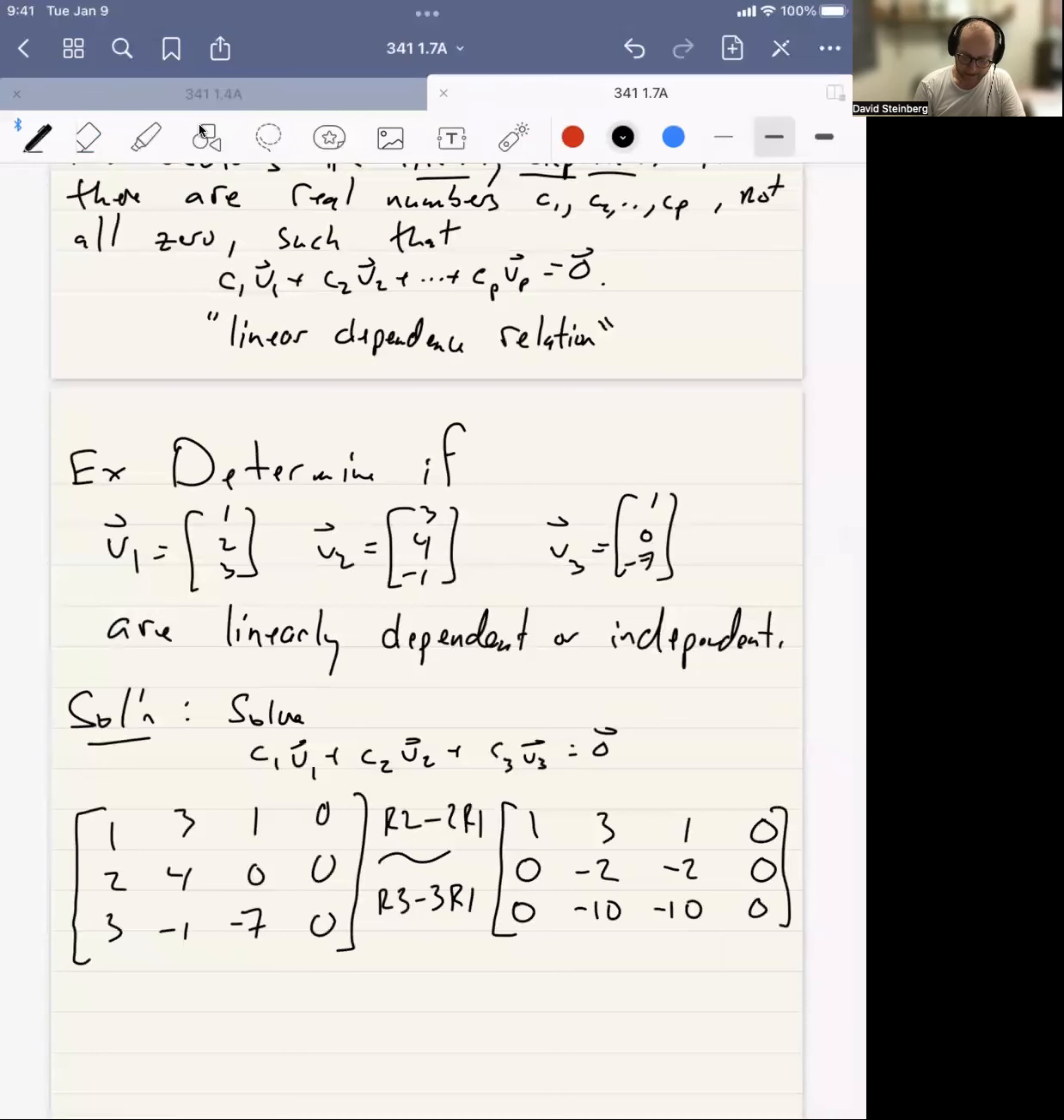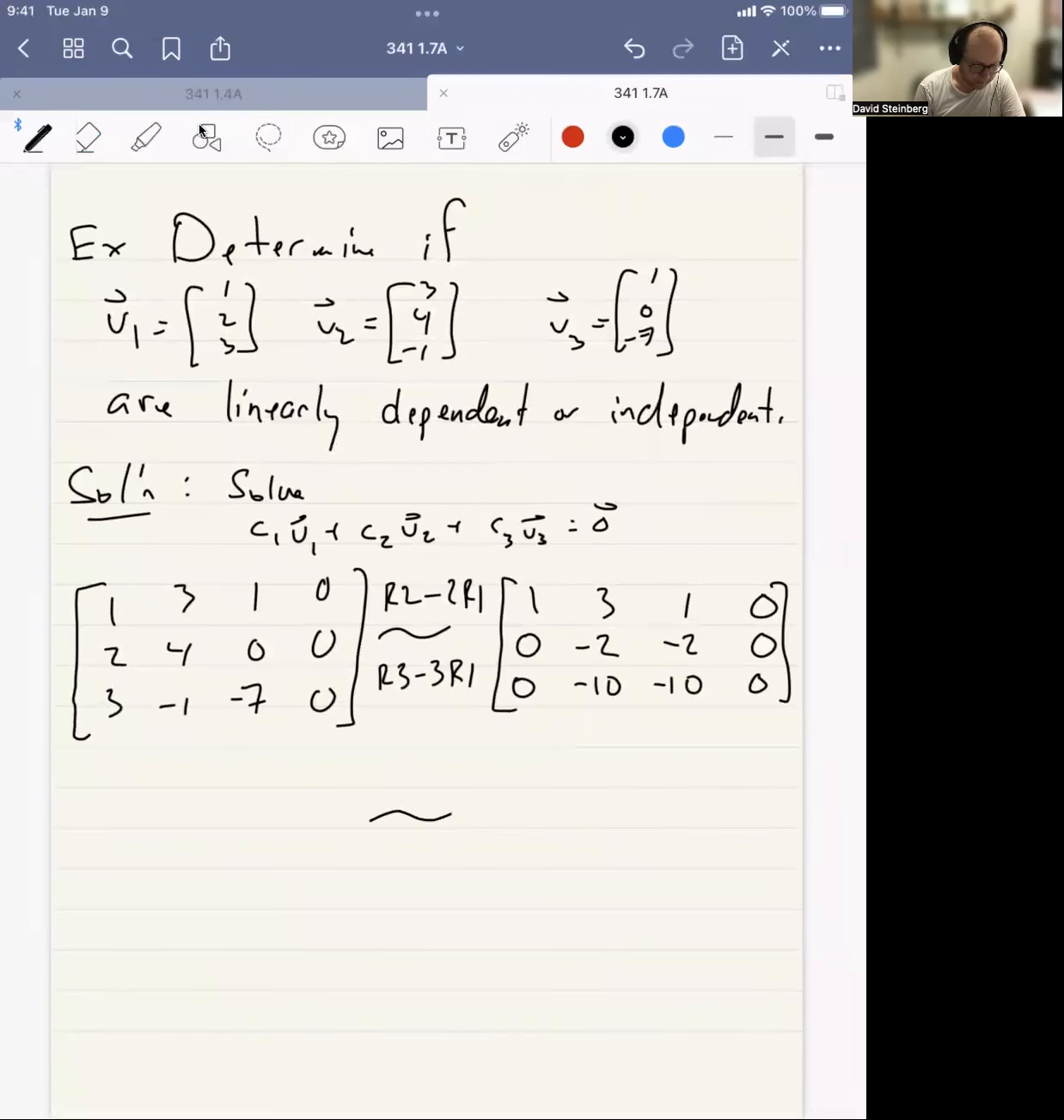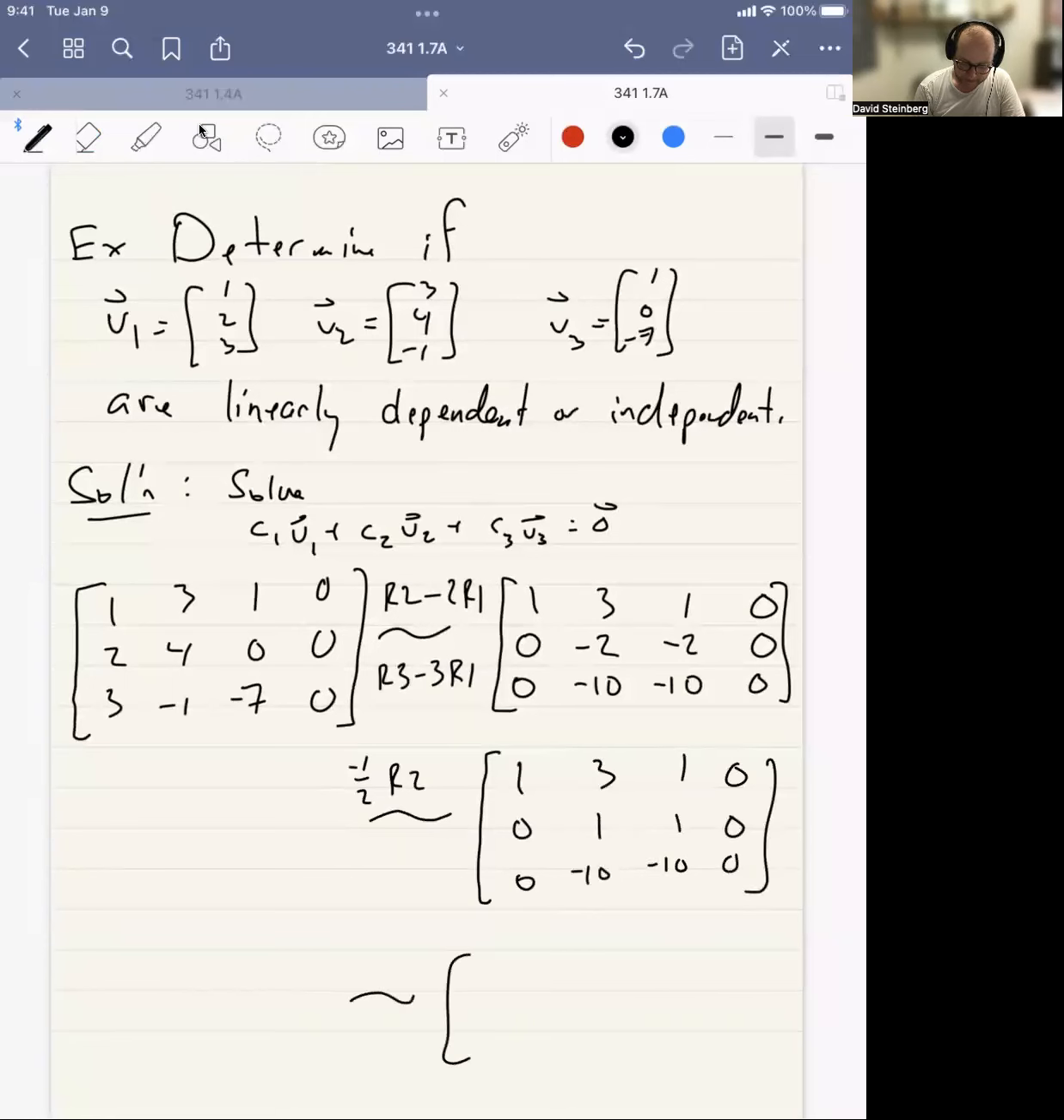Let's continue to row reduce. We can take negative 1/2 times row 2 and leave everything else the same for a second, giving 0, 1, 1, 0 in row 2 and 0, negative 10, negative 10, 0 in row 3. Then we can do row 3 plus 10 times row 2, and get 1, 3, 1, 0; 0, 1, 1, 0; 0, 0, 0, 0.